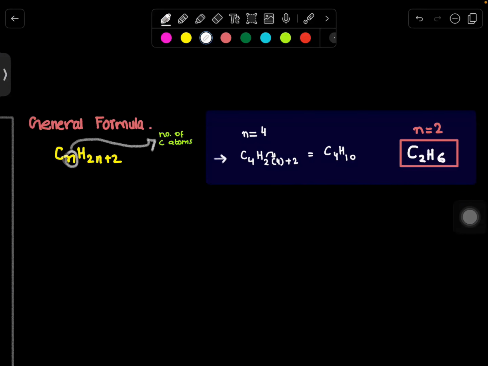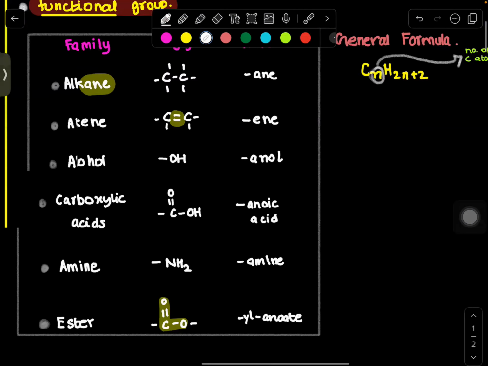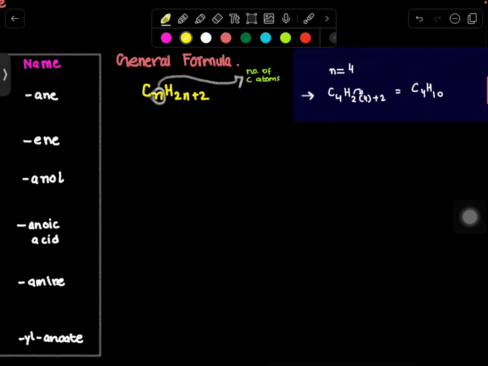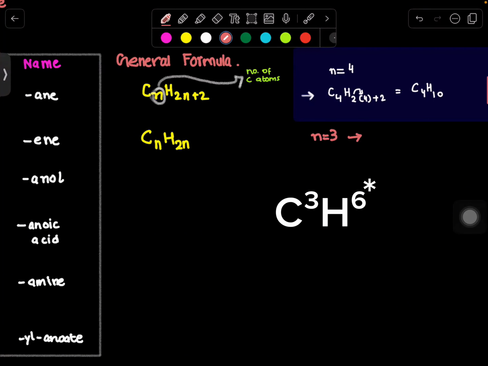C2H6. Great. Now, the general formula for alkenes is CnH2n. I will give you the number of carbons and I want you to figure out the formula of that alkene. If you have, let's say, 3 carbons in an alkene, what do you think would be the actual formula of that alkene? C3H6. That is correct. Please make sure that you memorize these general formulas.